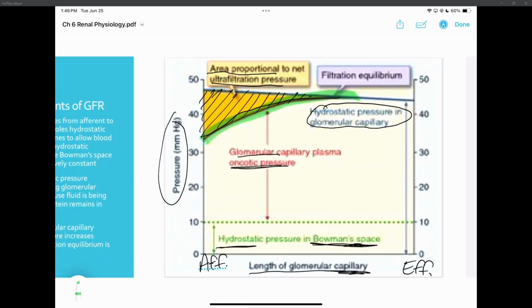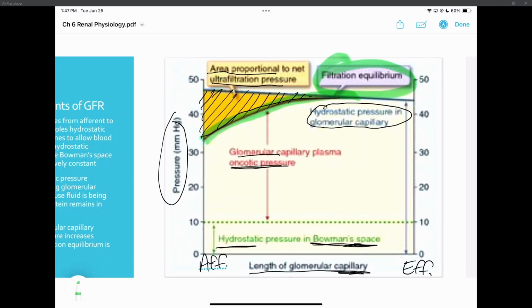And if you notice, we have this filtration equilibrium. When we hit that spot, the forces that oppose filtration and the forces that favor filtration zero out, and we're not going to filter anymore. This blood will go on to the next nephron, become an afferent somewhere else. The same thing goes on again, and that's how we filter out the blood.